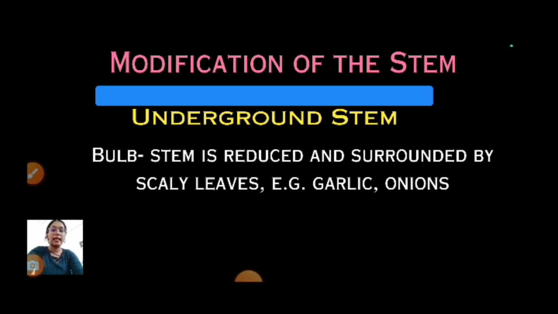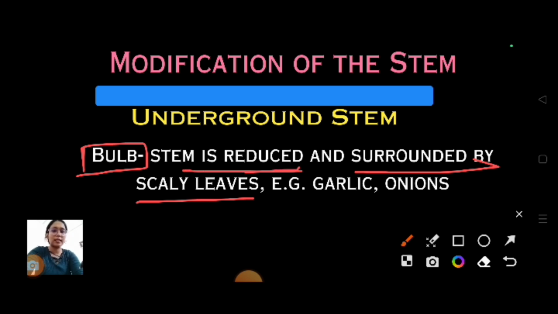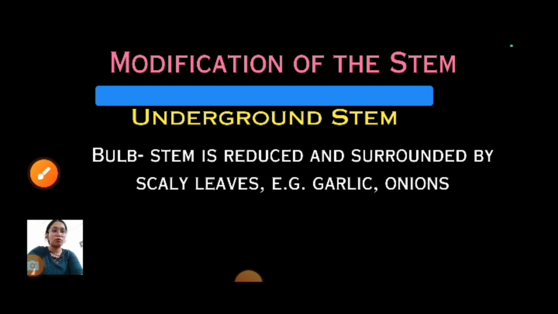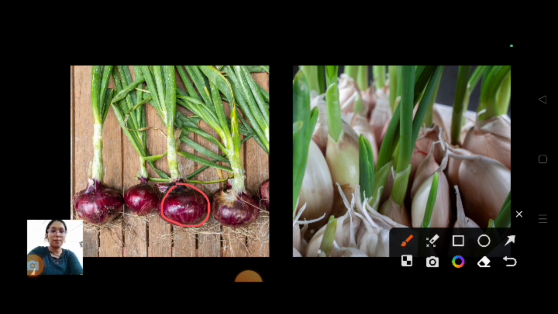Okay, next modification is bulb, the last one. The stem is reduced and surrounded by scaly leaves. The stem will be very short, and it's surrounded by scaly leaves, like in case of garlic and onion. So onion is a stem, garlic is a stem, and it is having scaly leaves. These are not leaves, but scaly-like structures.